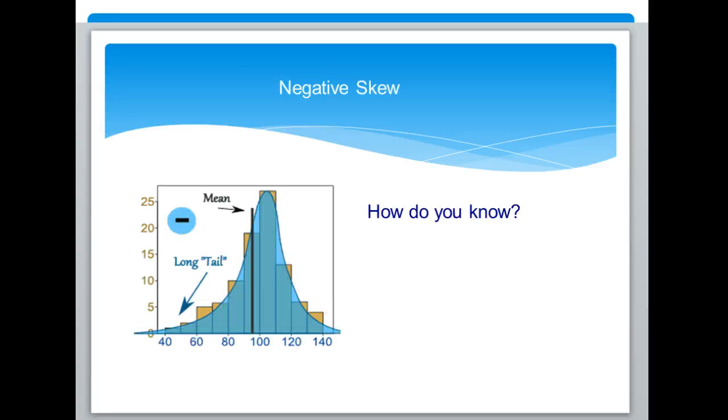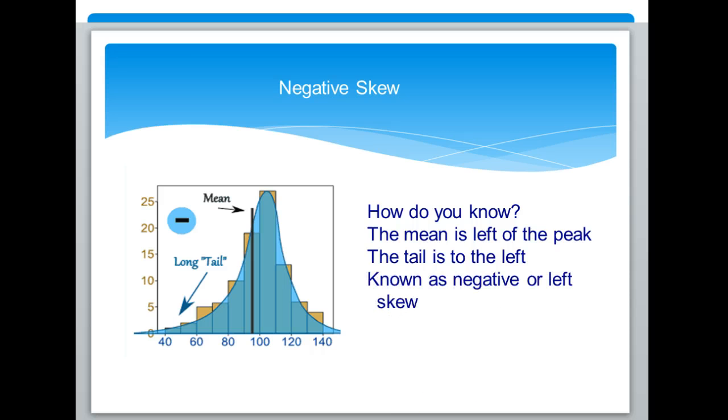First of all, with the negative skew, you have what's called a long tail on the left side. So you have a longer variation in the data on the left side. So how do you know when that is? Well, the mean, in this case is located here, is located to the left of the peak, and the peak would be your highest data point. And you have your tail on the left, the long tail is on the left, and this is known as a negative or left skew.